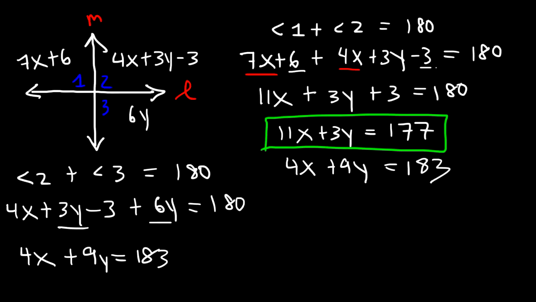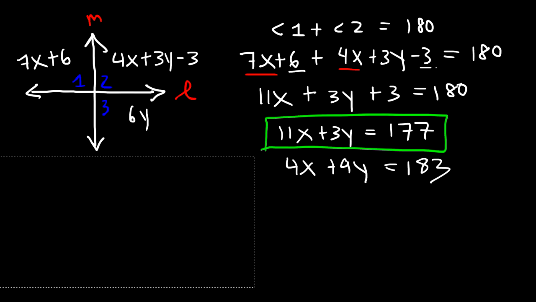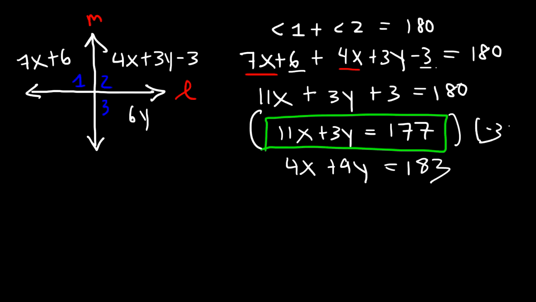So now at this point, it's simply algebra. We need to solve the system of equations. And let's use the elimination method. So what I'm going to do is I'm going to multiply the first equation by negative 3. Because 3y times negative 3 is negative 9y. And then if I add it to this one, negative 9y plus 9y adds up to 0, which will allow me to solve for x. So 11x times negative 3 is negative 33x. 3y times negative 3, that's negative 9y. And 177 times negative 3 is negative 531.